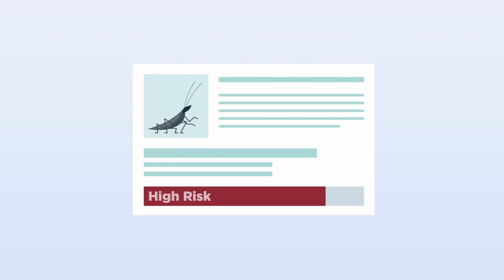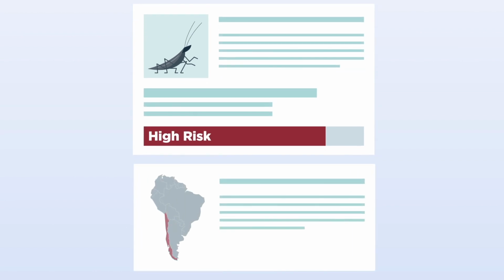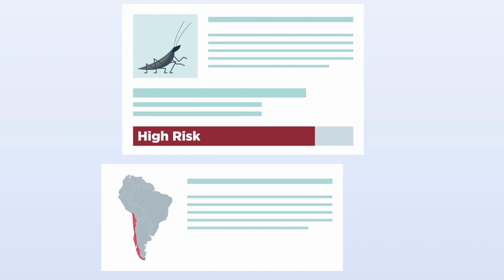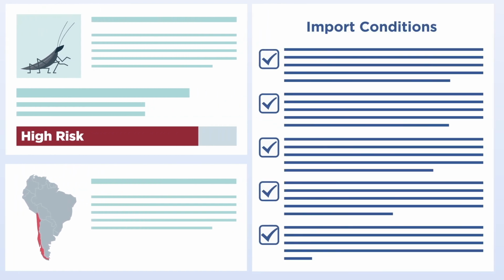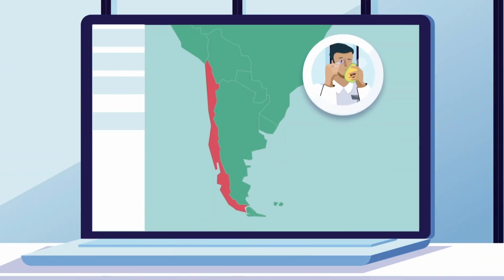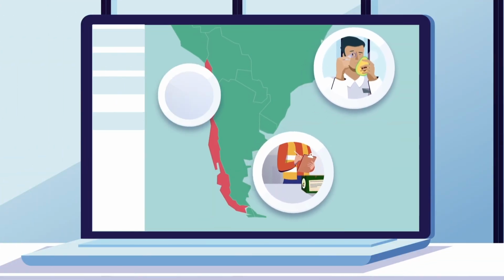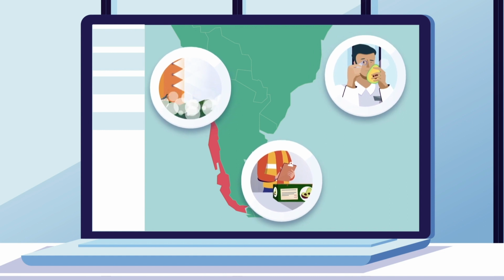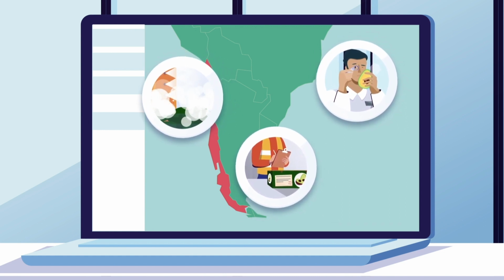If it is, then we will need the exporting country to do certain activities to reduce the risk. We call these import conditions. These can be anything from treatments like fumigation to kill the pest to sourcing the fruit from an area free of the pest. During an import risk analysis, we talk to the country requesting access and even visit them to see how they produce the product.